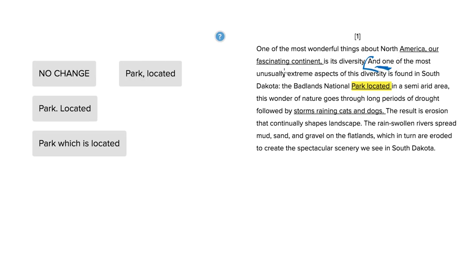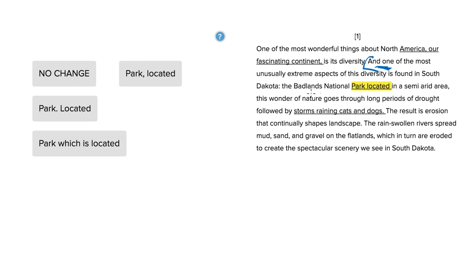Anyway, "and one of the most unusually extreme aspects of this diversity is found in South Dakota, the Badlands National Park, located in a semi-arid area. This wonder of nature goes through long periods of drought, followed by storms raining cats and dogs." It seems that there's a problem here.